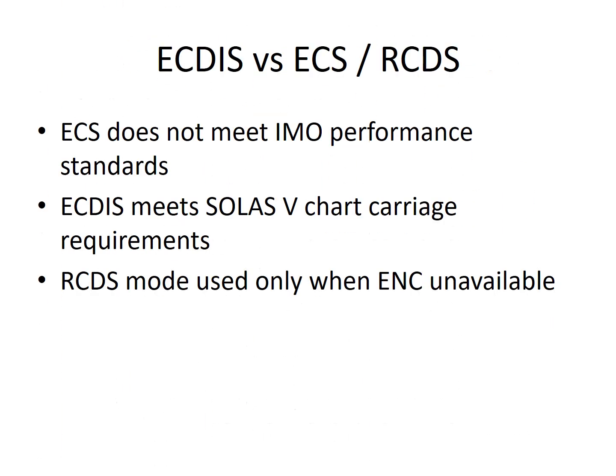ECS does not meet IMO performance standards, while ECDIS meets SOLAS chart carriage requirements. RCDS mode is used only when official ENCs are unavailable, and paper charts may still be required as backup.